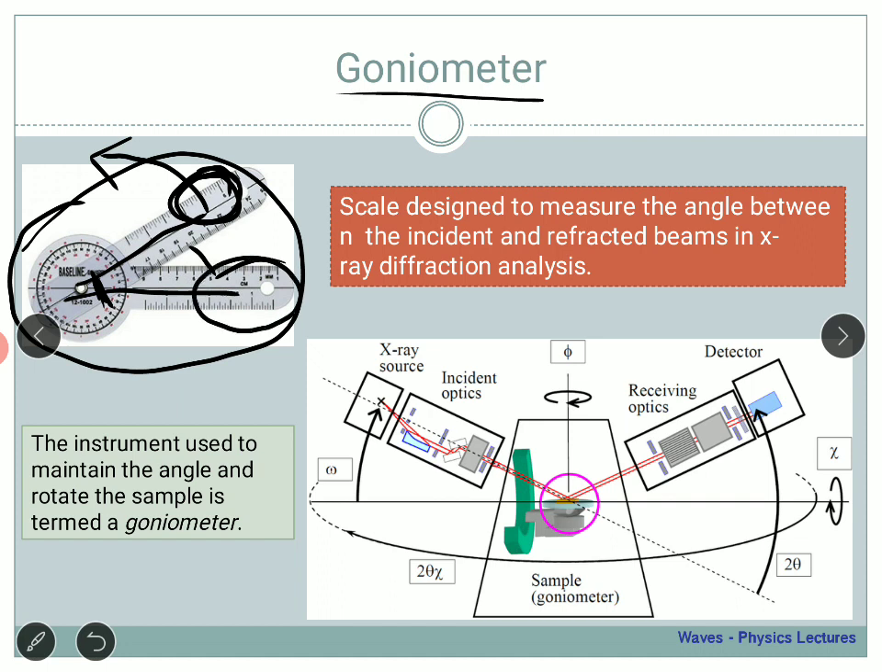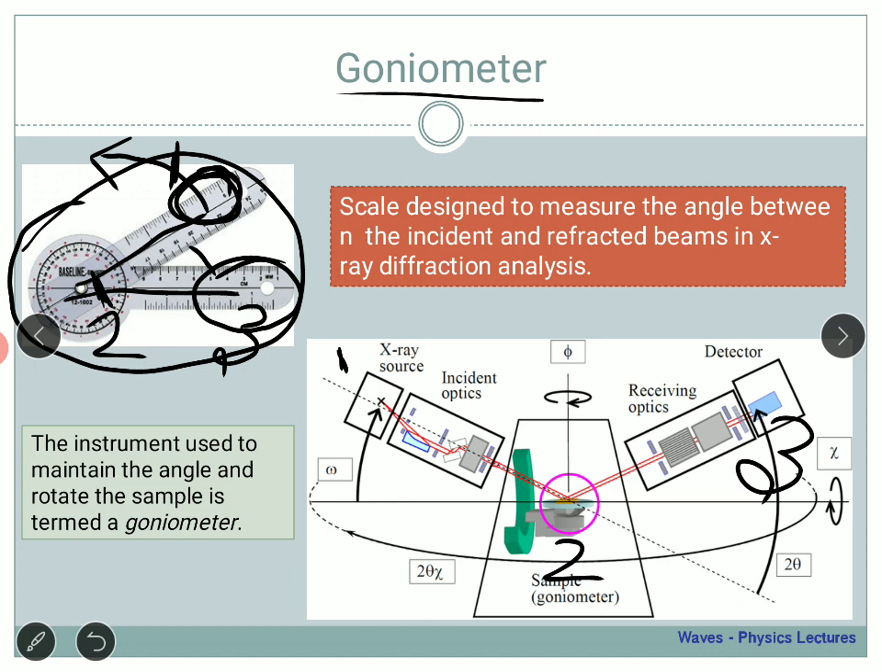Okay, so if you look into this, this is the setup. If this is your X-ray source, and then we can have the sample here. This is your sample holder, so we can have the sample here, and then we will have the detector somewhere here. This is the detector here.